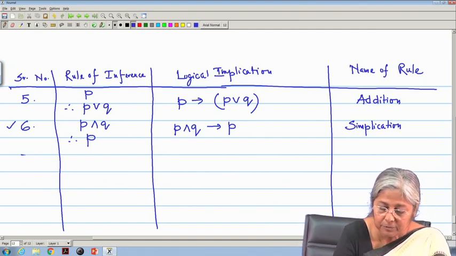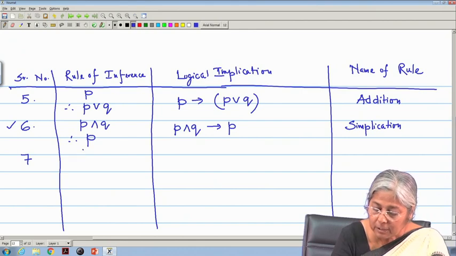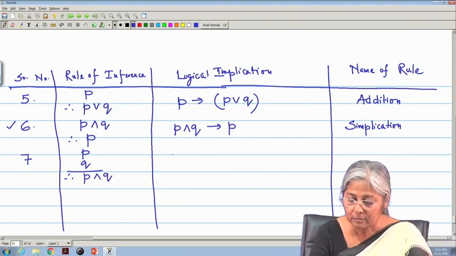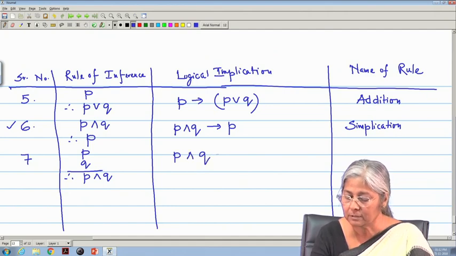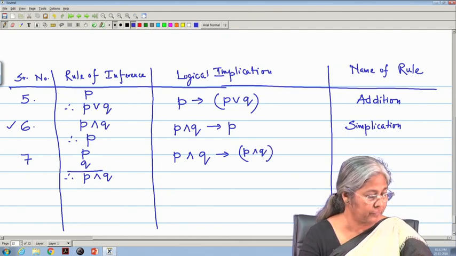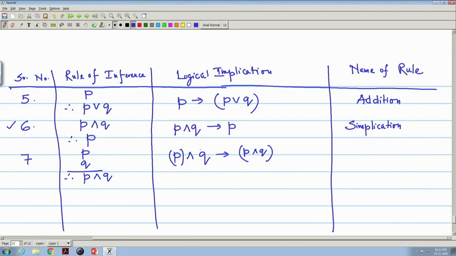Then we have conjunction: if P and Q, therefore, P and Q. This is obvious, it actually gives me P and Q. Because we know the substitution rule, small p and q can actually be compound propositions also. So, this is my conjunction.